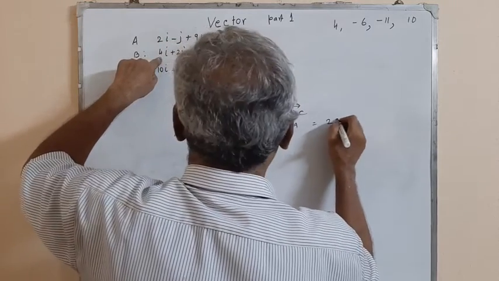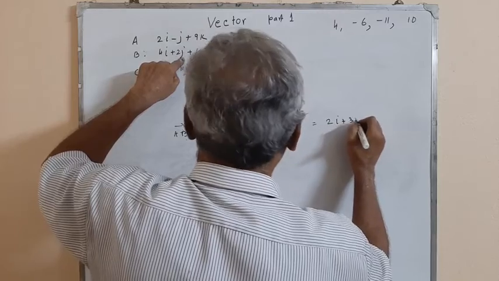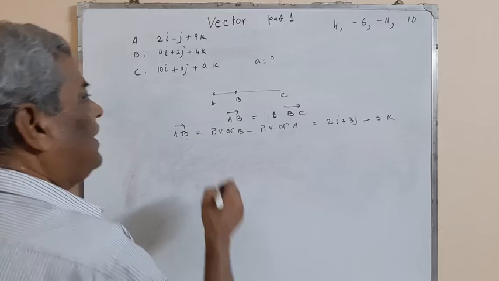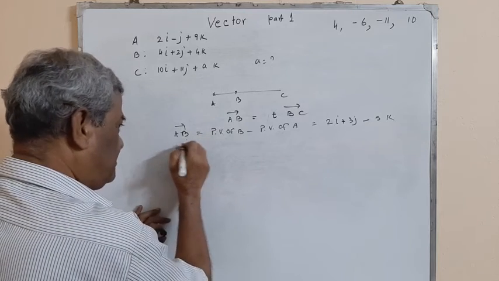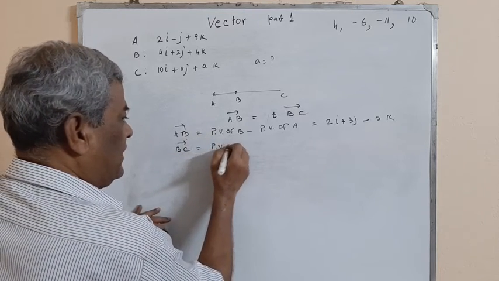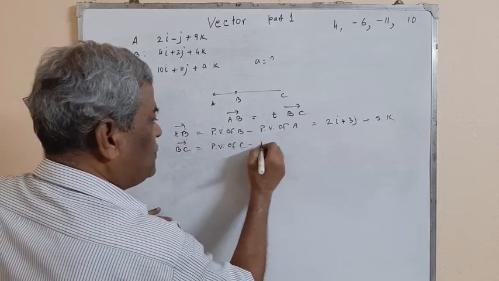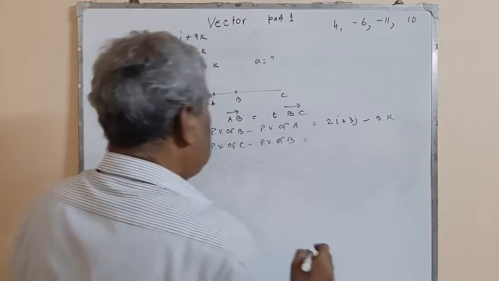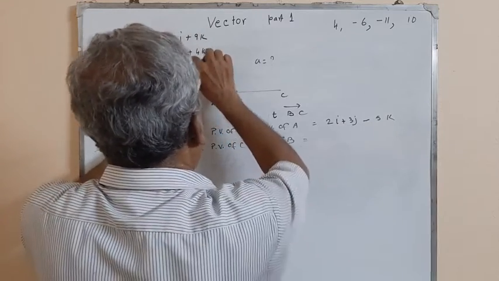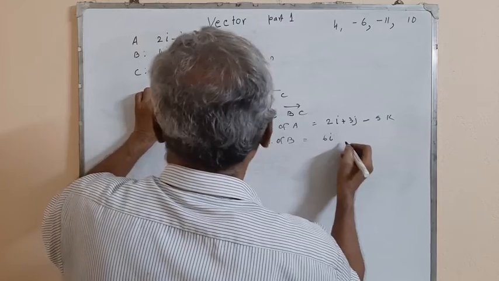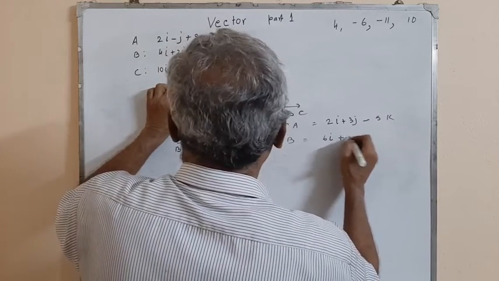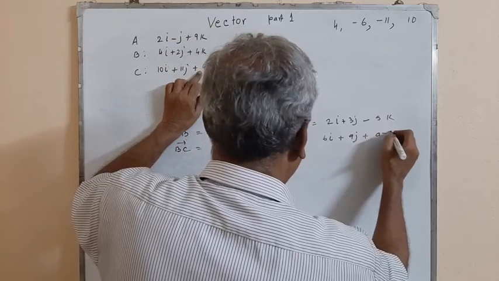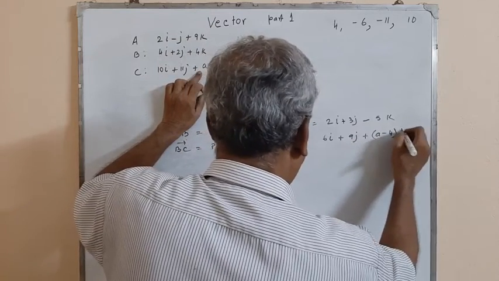It is equal to 2i plus 3j minus 5k. BC vector is equal to position vector of C minus position vector of B, which is equal to 6i plus 9j plus (a minus 4) into k.